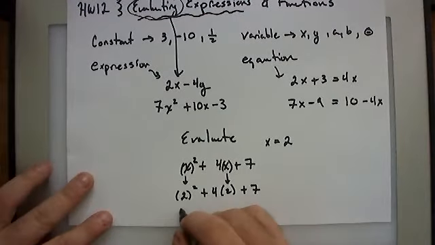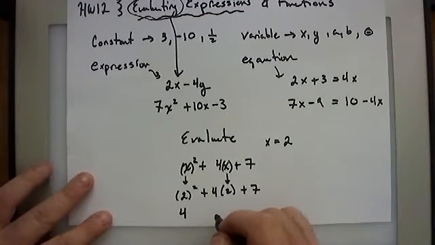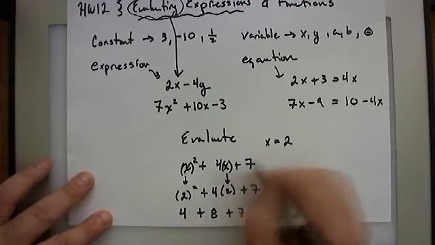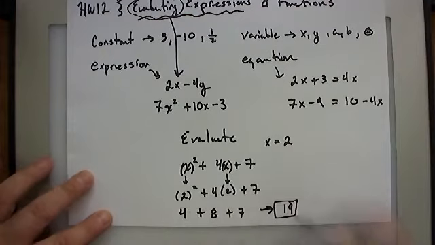So 2 squared here is 4. Remember, exponents first. Then we'll do multiplication. 4 times 2 is 8, plus 7. 4 and 8 is 12, plus 7. This is 19, okay? So this evaluated when x was 2 to the value of 19.